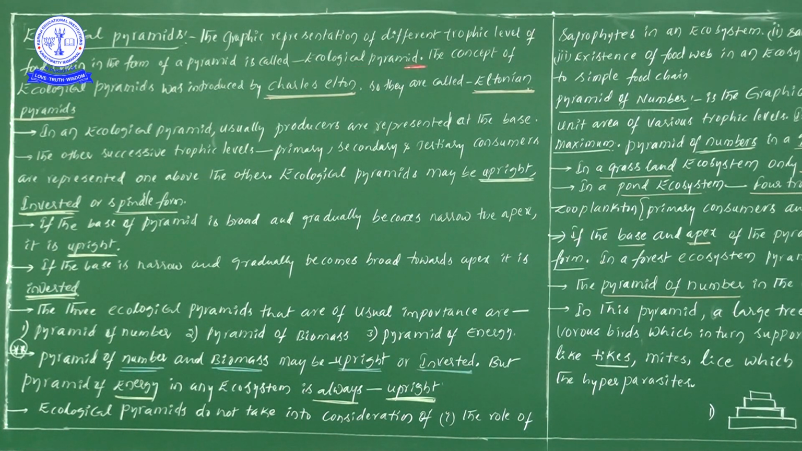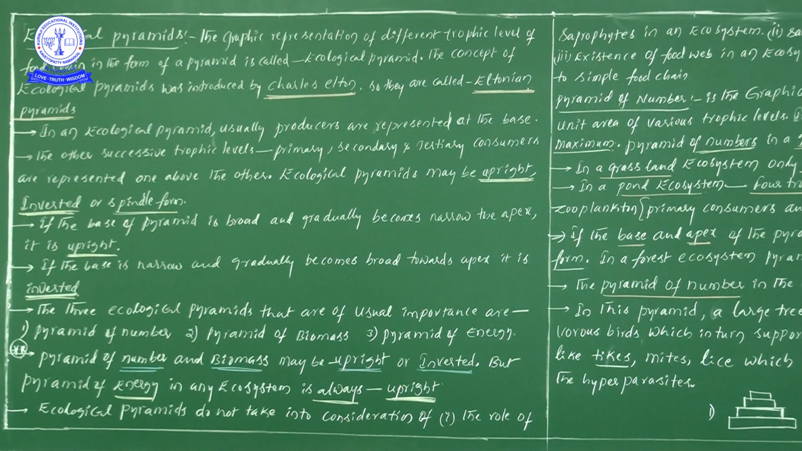The concept of ecological pyramids was introduced by Charles Elton. The scientist's name is also important. That's why we call these pyramids Eltonian pyramids. Why do we call these ecological pyramids Eltonian pyramids? Because they were introduced by Charles Elton. Now let us move forward.